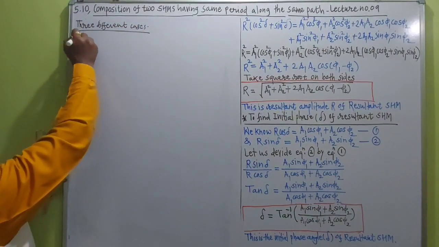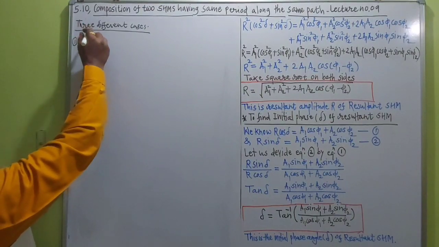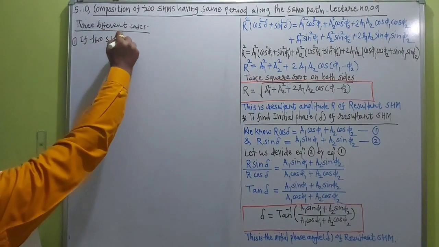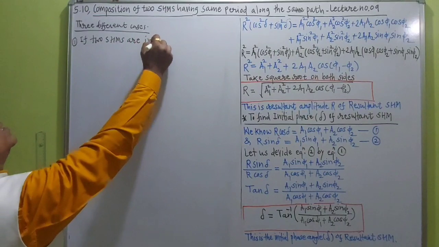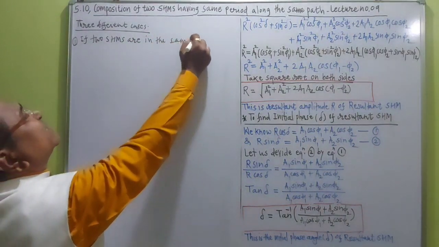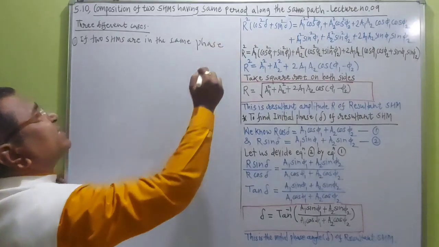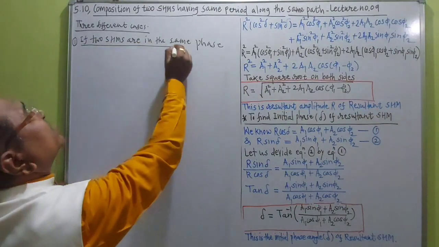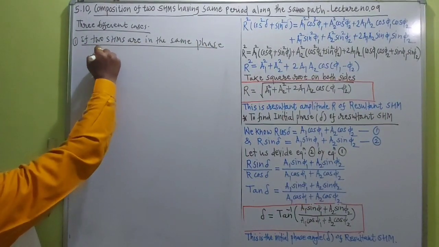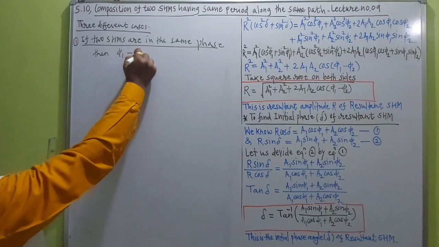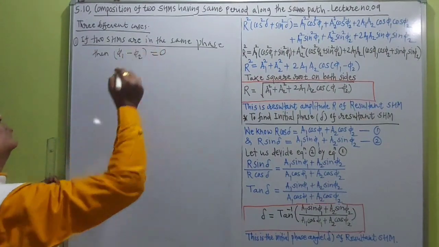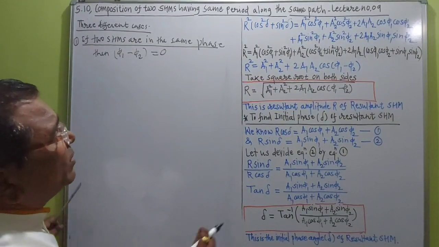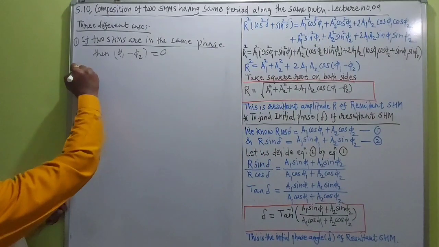Number 1, if 2 SHMs are in the same phase, then phi 1 minus phi 2 is equal to 0. There is no phase difference. Then what is the resultant amplitude? So write down the formula of resultant amplitude.